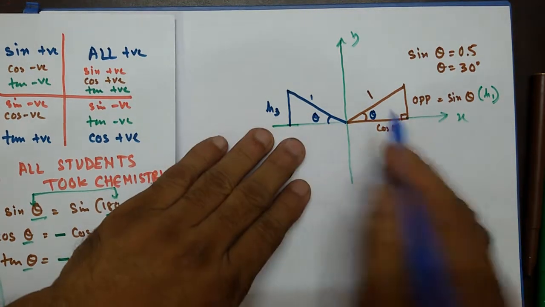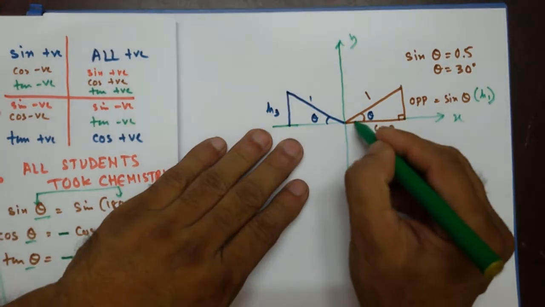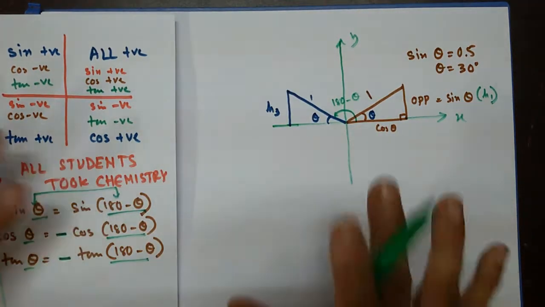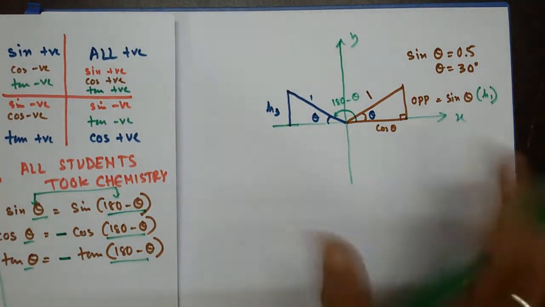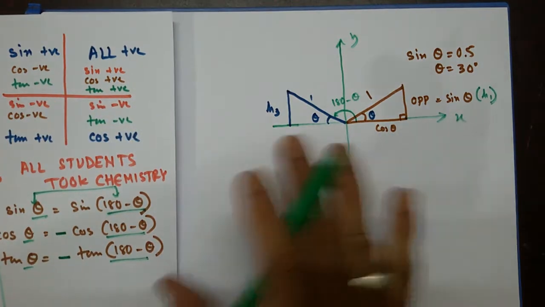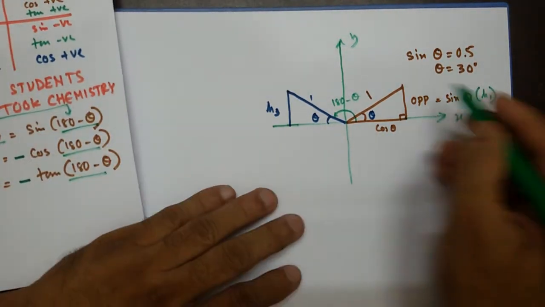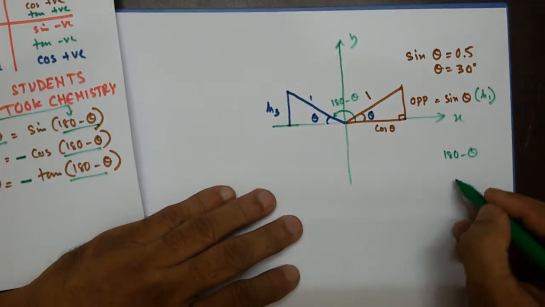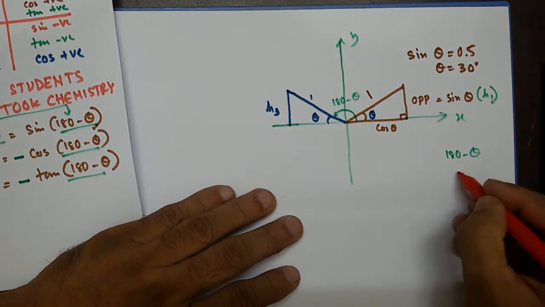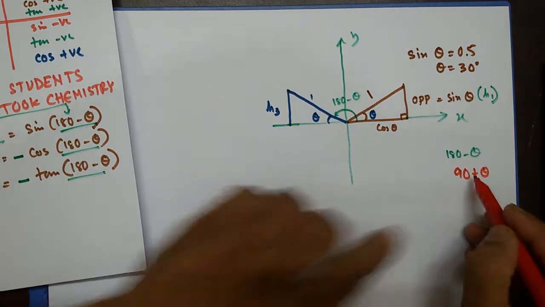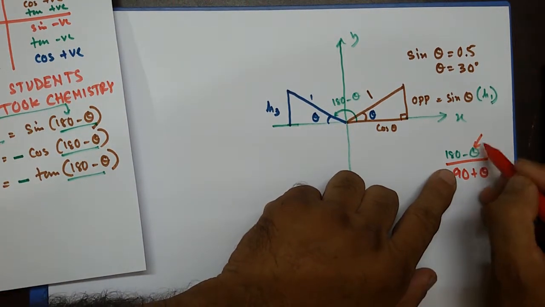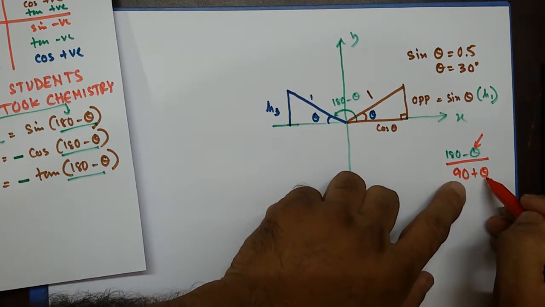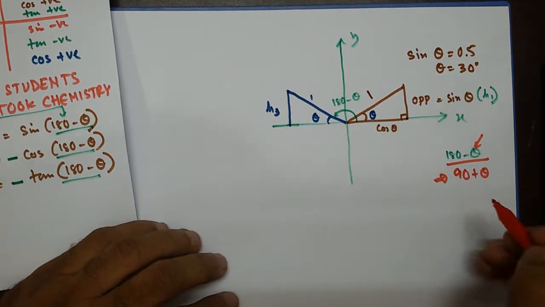So this is how we did that, and this one was 180 minus theta. That's the accepted way, the way I told you in all these videos. But instead of taking 180 minus theta, what happens if we use 90 plus theta? Since this is acute, this falls in the second quadrant, this also falls in the second quadrant. But what happens if we do that?